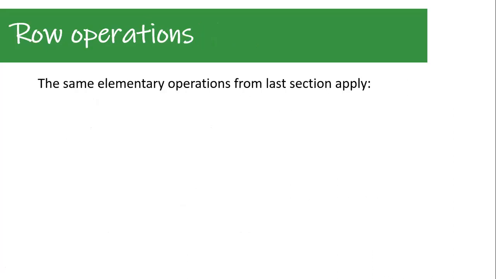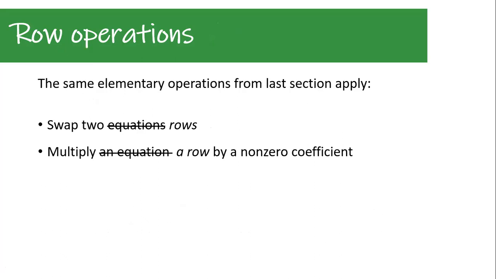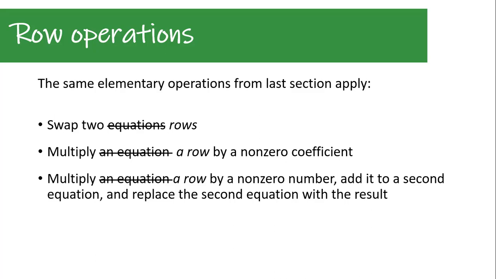Now, just like before, we can use elementary operations on the rows of these matrices. You'll notice that this is very familiar to 7-1. Instead of talking about what we're doing with each equation, we're going to be talking about what we do with each row. So we can swap two rows, which is effectively swapping two equations like before. We can multiply a single row by a non-zero coefficient. Remember, this is just like we can multiply an equation by a non-zero. And we can also multiply a row by that number, add it to a second row, and replace the second row with the result.